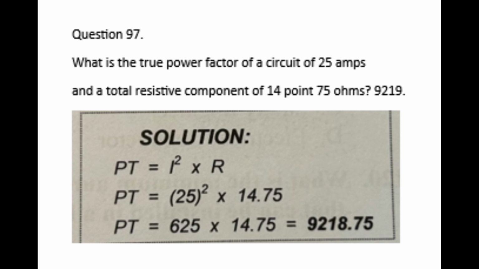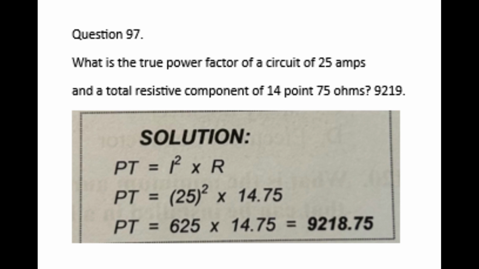1800 watts. Question 97. What is the true power factor of a circuit of 25 amps and a total resistive component of 14.75 ohms? 9219. True power factor, amps squared, times resistive component, equals true power factor. A 25 amp circuit, resistive component of 14.75 ohms, equals 9219 true power factor.